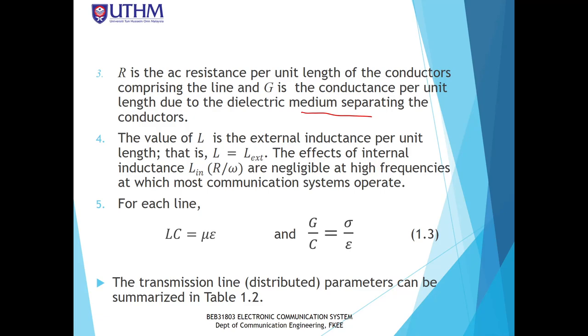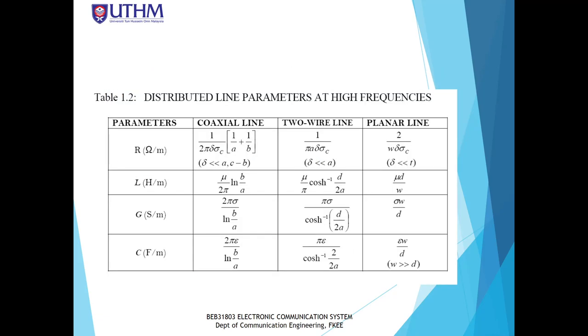So the value of L, the inductance per unit length, is L equal to L external. So this is regarding the formula for the L and also for the G and C. You don't need to memorize the formula of this because a different transmission line consists of different formula to calculate the parameters. For example, different types of transmission line consist of different formula to calculate the R, L, G, and C parameters. Okay, so ini tidak perlu hafal. So you don't need to memorize this. Just need to know that a different kind of cable consists of different kind of formula to calculate the parameters. Okay.